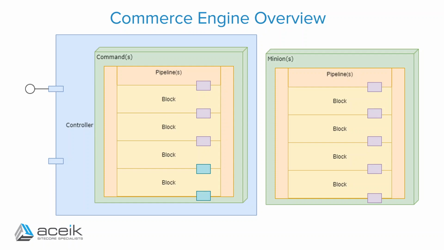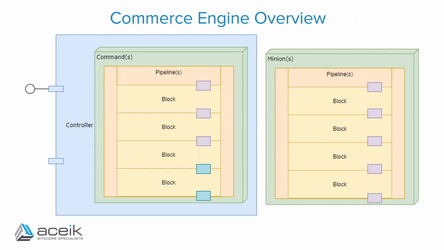And if you look at this diagram, the way commerce works is you have controllers, MVC controllers, and then you have commands, and a controller can call more than one command, and then one command can be calling more than one pipeline, and a pipeline can be calling more than one block. If you've actually worked with Sitecore, you're probably familiar with pipelines and processors. It's something similar. So a pipeline is similar to a Sitecore pipeline, and a block is similar to a pipeline processor.